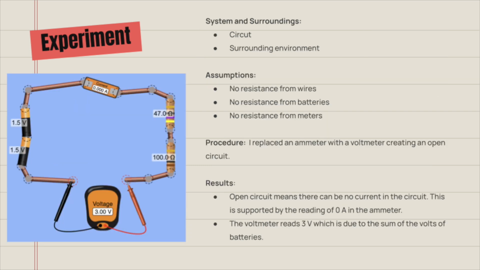Then I replaced an ammeter with a voltmeter creating an open circuit. This leads to the ammeter reading 0 amps because there's no current flowing through the circuit, as that is the nature of open circuits. The voltmeter recorded 3 volts due to the sum of the volts provided by the batteries.